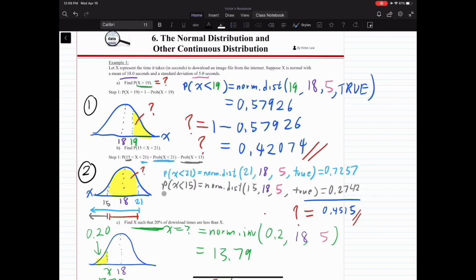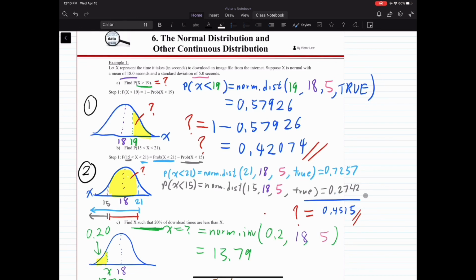And then same for probability to the left of 15, equal NORM.DIST. It will ask you for 4 variables. The x is less than 15, so x is your 15. And then it will ask you for the 3 variables, which is the same as above. We have 18, 5, true. So the mean, standard deviation, and cumulative is true. Once you plug that in, you're going to get 0.2742.